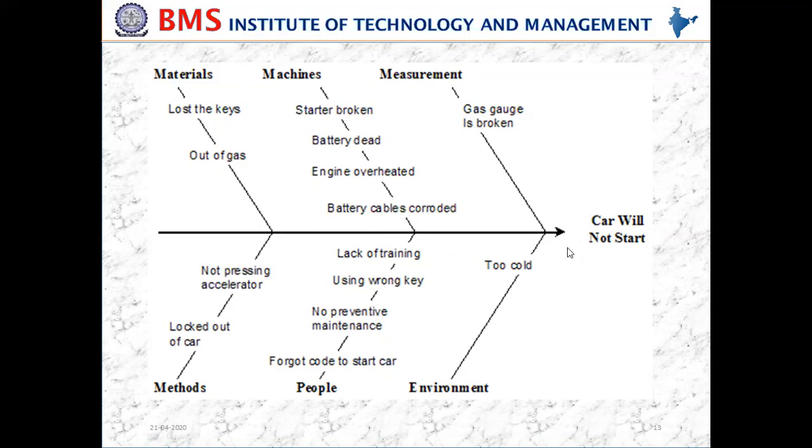So it will be indicating that half of the fuel is there, full tank is there, or empty, if it is in the empty range. So if that measurement gauge is broken, then you don't know whether the fuel is there or not. So even the measurement through the gas gauge is also a problem.